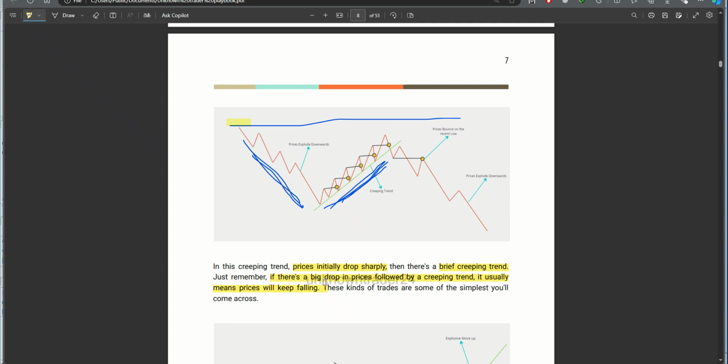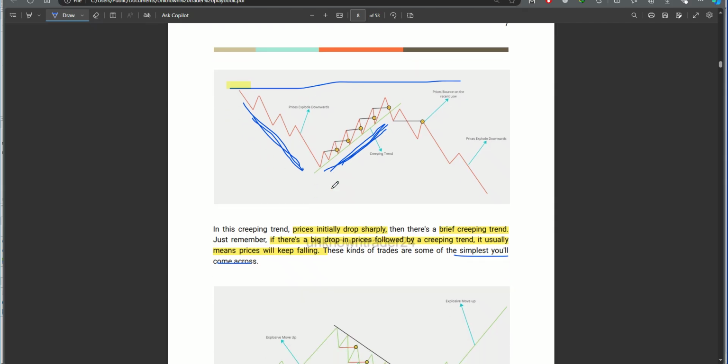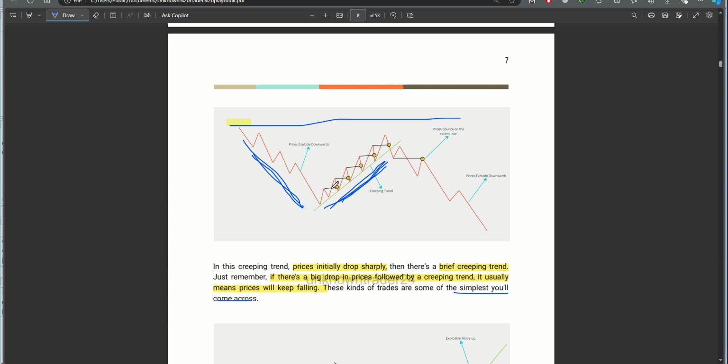If prices fall, then they creep, and that simply means prices are most likely going to keep falling. It's not always going to happen, but 90% of the time it's going to happen like this. These kinds of trades are some of the simplest you'll come across, and this is something I really mean. Don't forget these criteria, and this is in the playbook that all of you have. I told you, master these trends, because when they happen, they are going to give you the simplest execution.